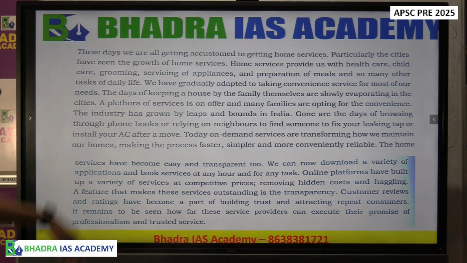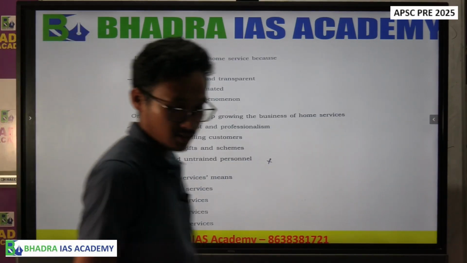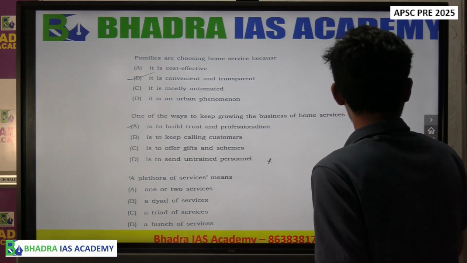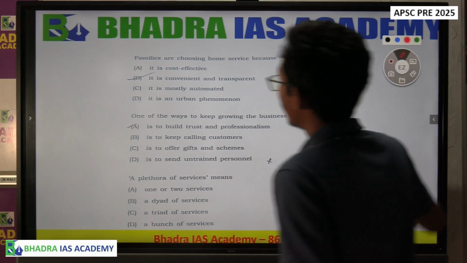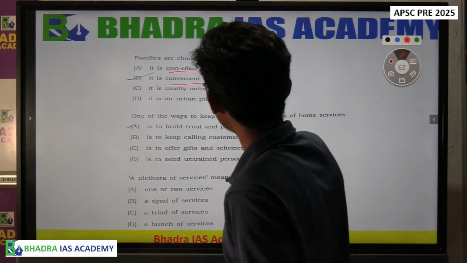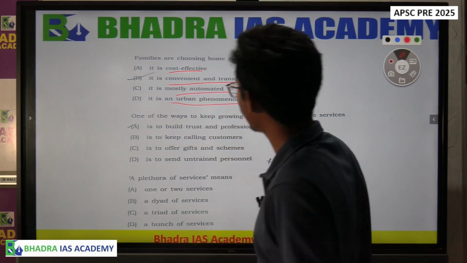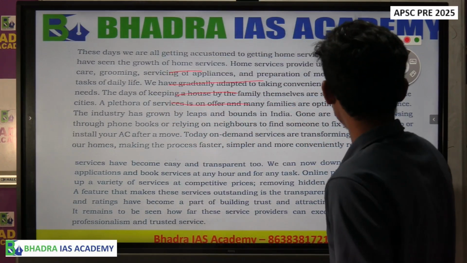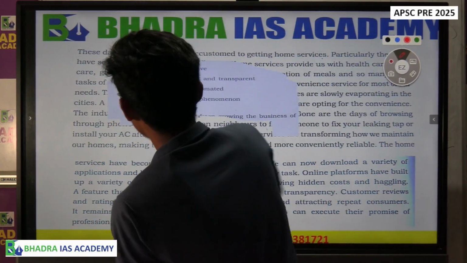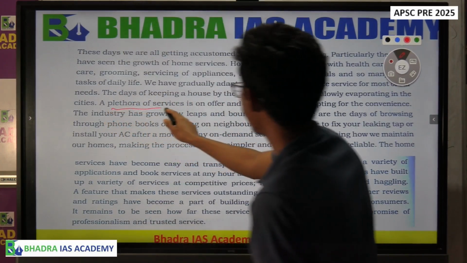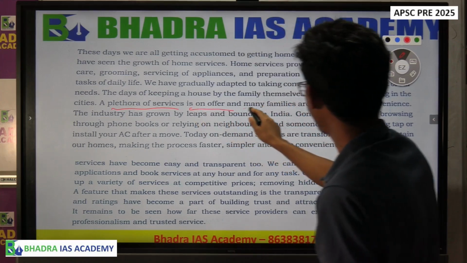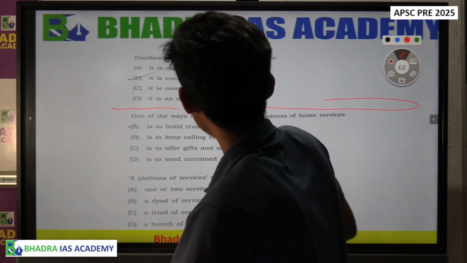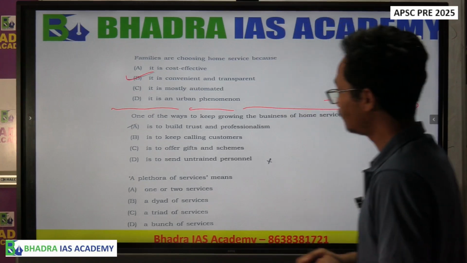Then next paragraph passage to hol, etu tar upor thoka question keta hol egeta. Families are choosing home services because it is cost effective, it is convenient and transparent, it is mostly automated, and it is an urban phenomenon. Here answer to passage ase. Yes. So a plethora of services is on offer and many families are opting for the convenience. So this is the correct answer.